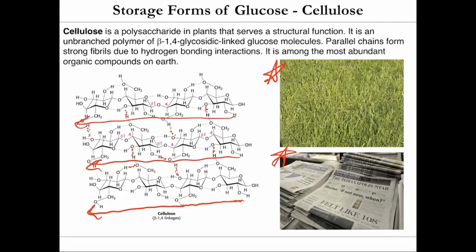However, other organisms like cows are fermenters. In their gut, they have microorganisms that are able to break down that beta anomer of cellulose. So then we can eat the cows and get the energy from it indirectly. So that's cellulose. It's not an energy form of glucose. It actually provides a structural function.